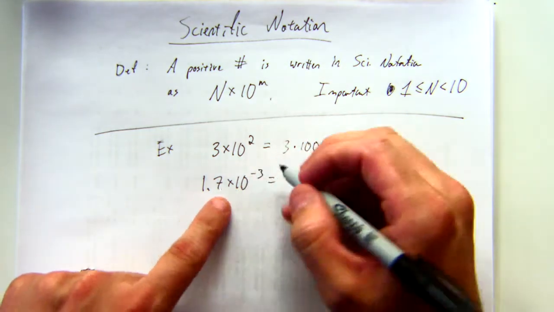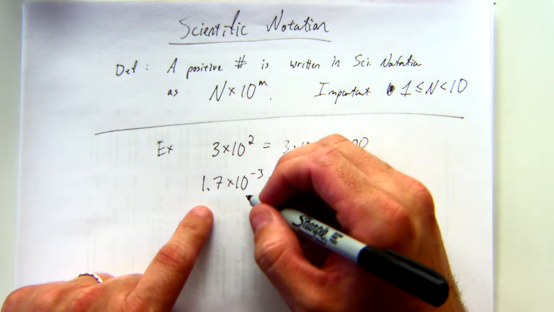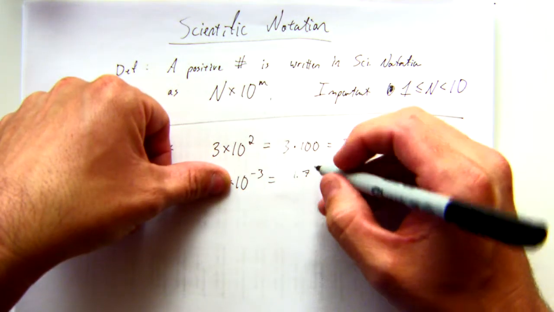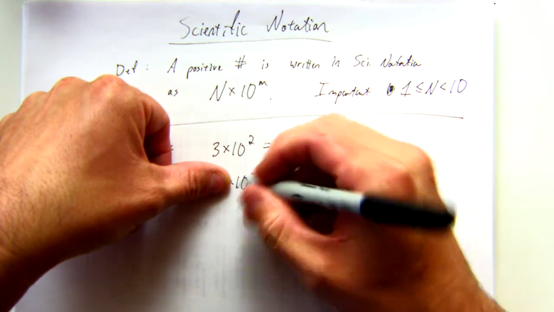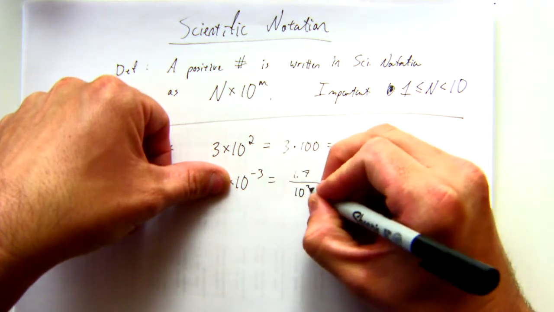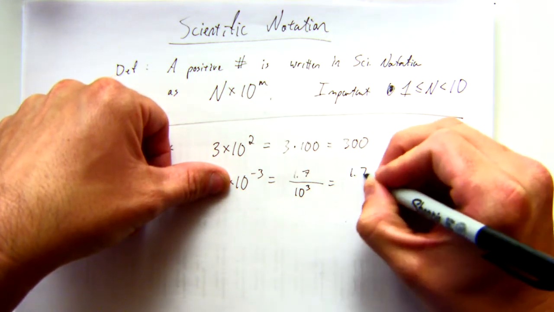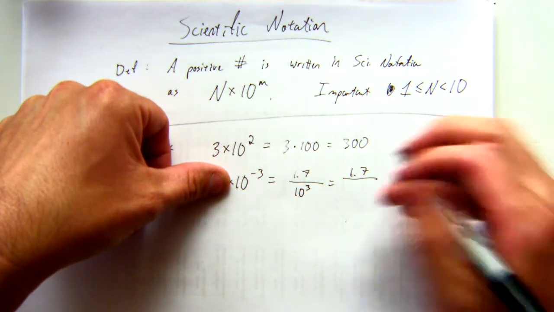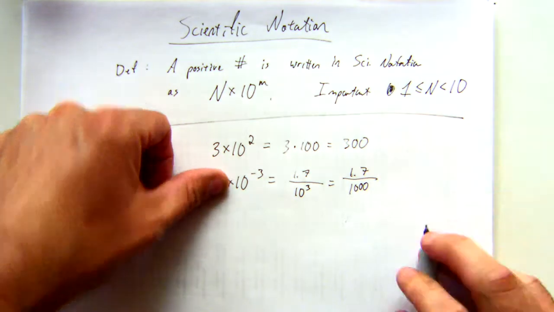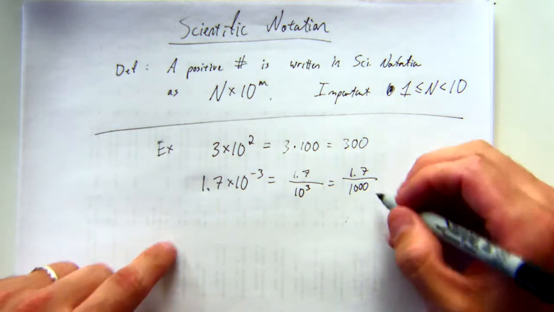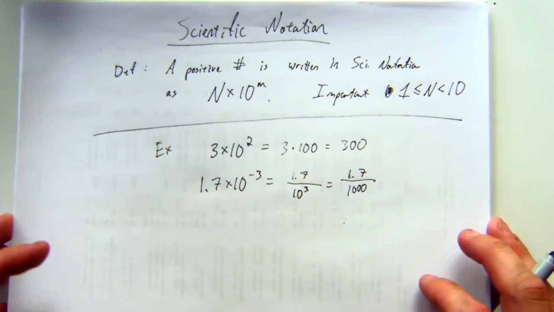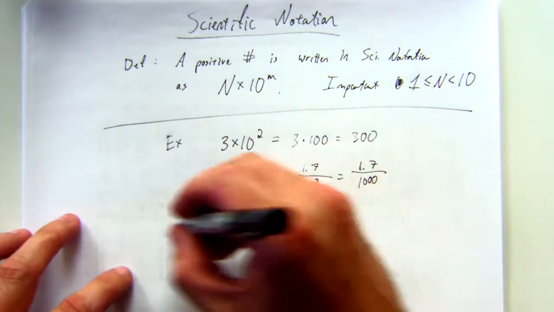1.7 is on top. All this is on top right now. But if I want to use the rules on this 10 to the negative 3, what is that going to be? I send it downstairs, 10 cubed, and this is 1.7. What is 10 cubed? 1,000. Okay? And we could do some more work on this, but I want to show you an easier rule. You guys probably already know it.